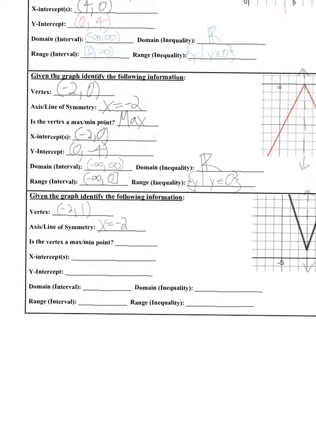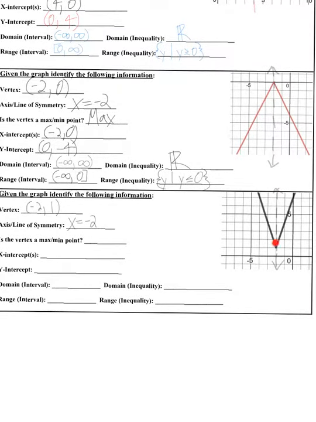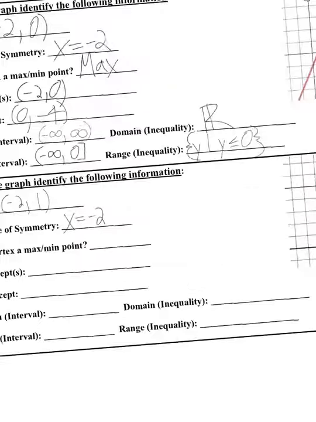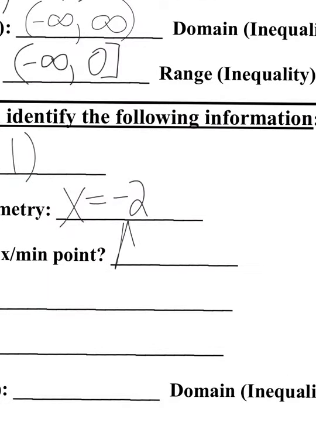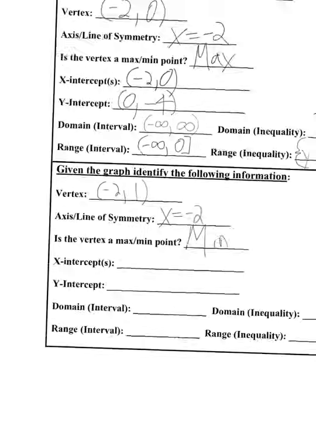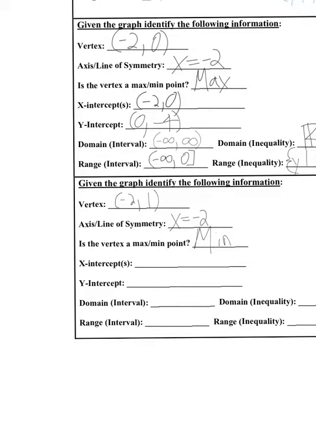Is the vertex a max or a min point? Well, we can see that this is the lowest point. It's going to go up, so that makes it a minimum. So if it's opening up, it has a min. If it's opening down, it has a max. You can just think of it like that if you want. But just look at the graph if you don't feel like memorizing anything.